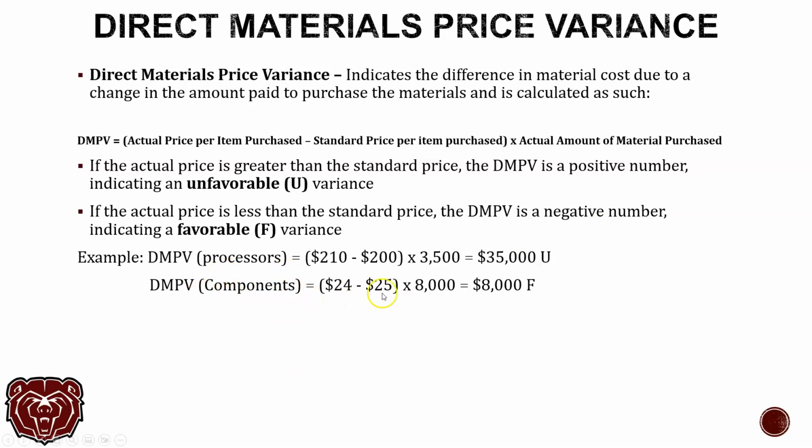Now let's take a look at the DMPV for our components, the direct materials price variance for our components. What we actually paid for components was $24. What we budgeted for was $25.